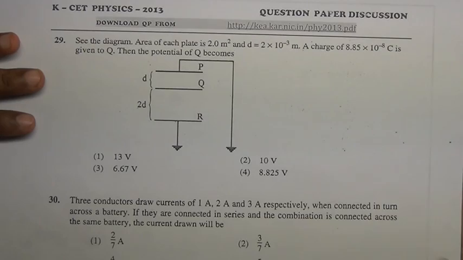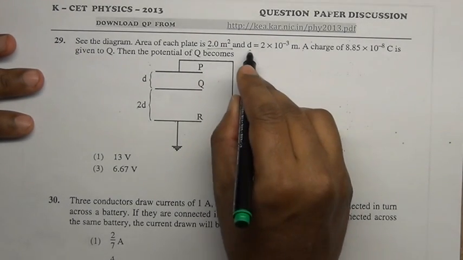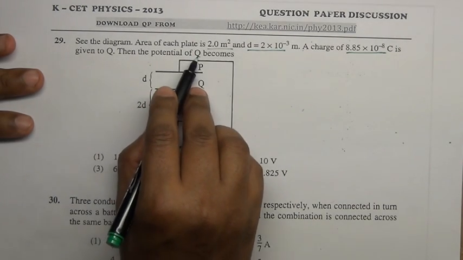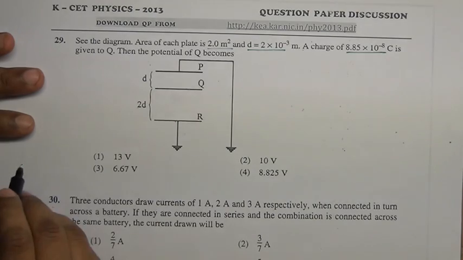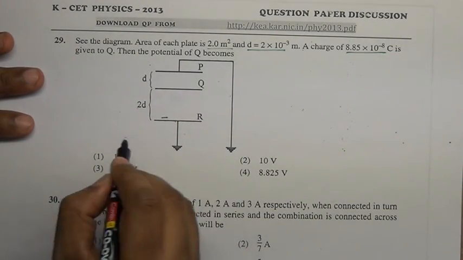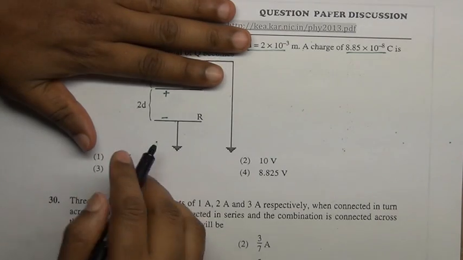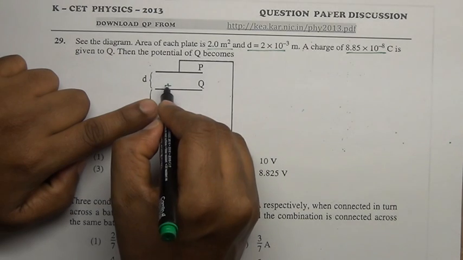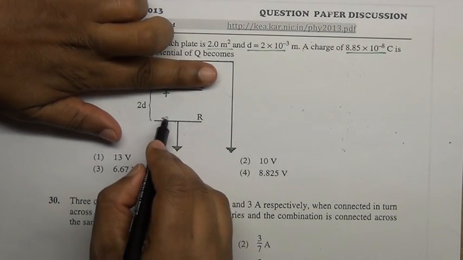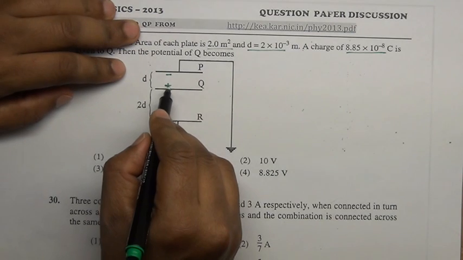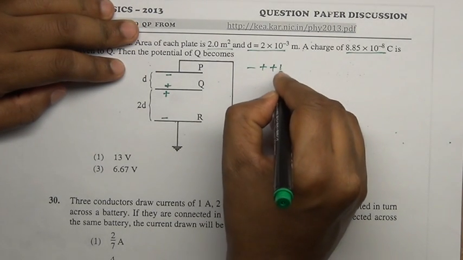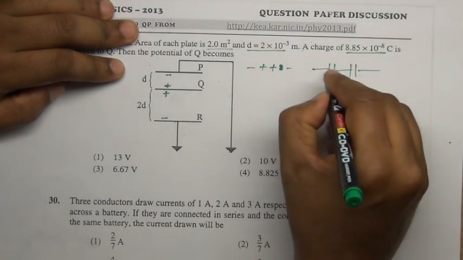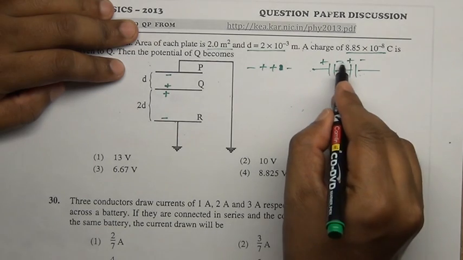In the diagram, area of each plate is given, distance between the plates is given, charge is given, then find the potential. If this is minus charge, this is plus, because this behaves like a parallel plate capacitor. If this is plus, this should be minus. Minus plus plus minus. Two capacitors are in series means plus minus plus minus, alternate charges.